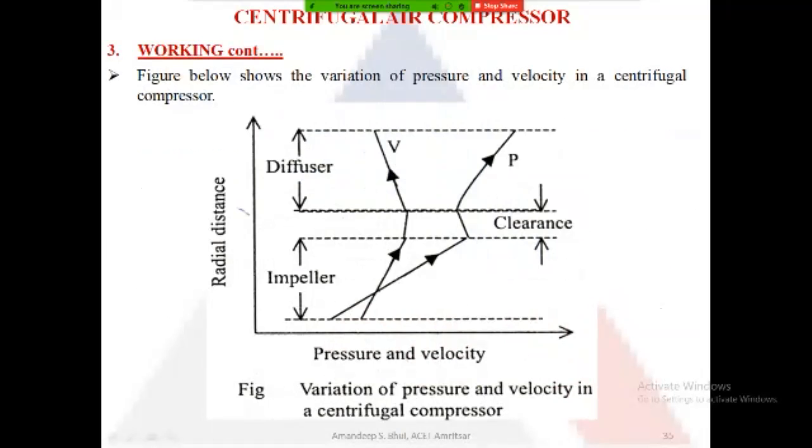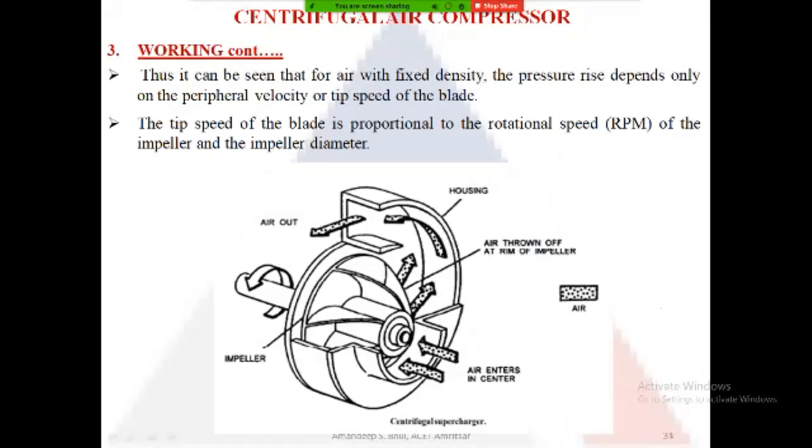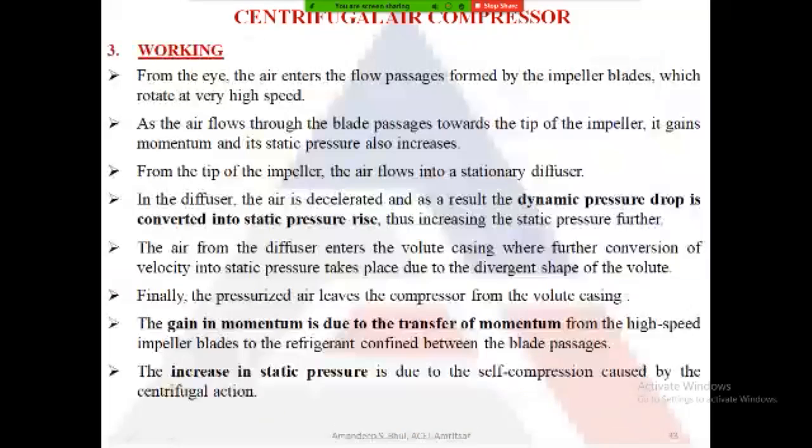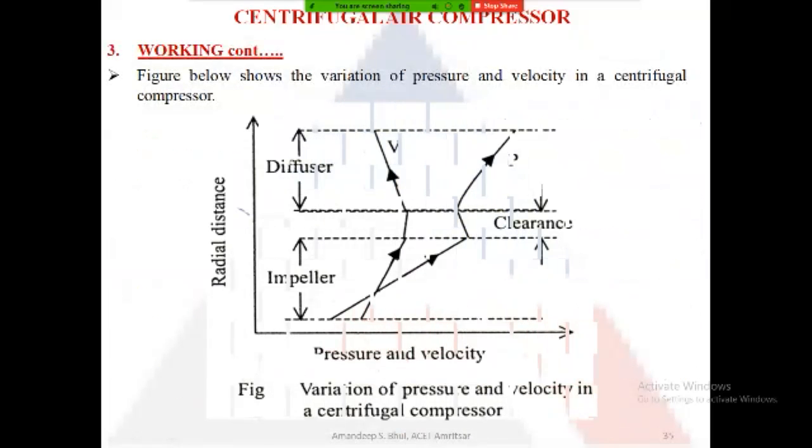Now, if you have seen this diagram here for a diffuser, in between the impeller blades and the start of the diffuser blades, there is a small clearance. This clearance is provided. In this clearance, the velocity remains almost constant, but a small pressure drop takes place.